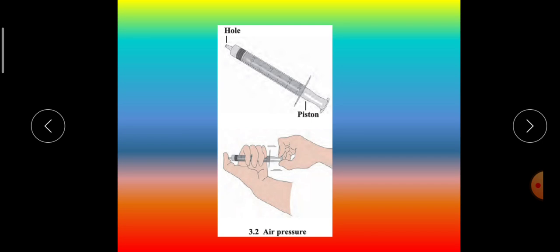And if this experiment is repeated, holding the syringe in different positions like vertical, horizontal or inclined, the piston is found to go in to the same extent in all the cases. So, from this what we can infer is that atmospheric pressure is the same in all directions.